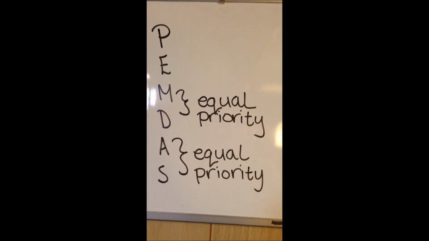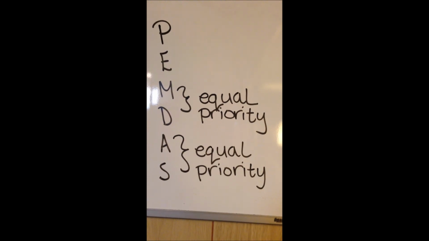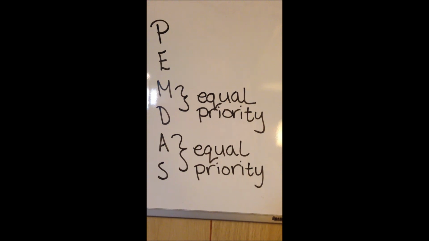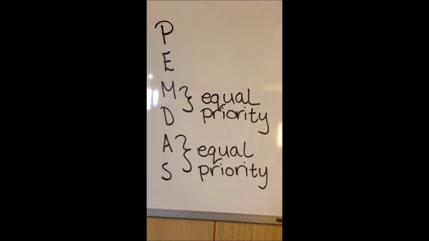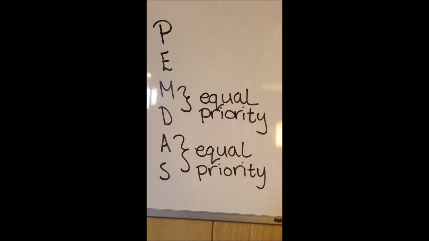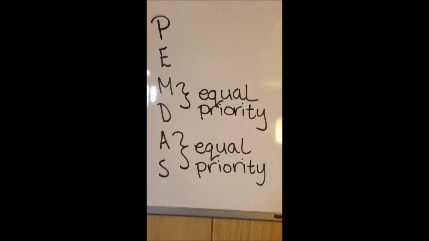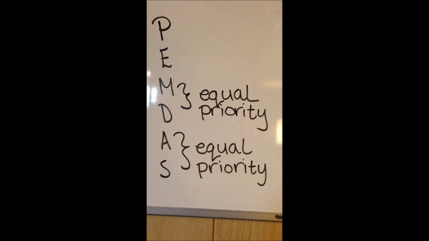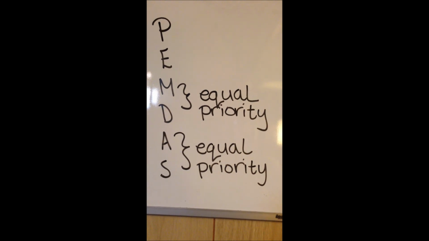Then you'll see M and D. They stand for multiplication and division. And notice that I have written there equal priority, meaning that let's say you have 8 divided by 2 times 4. You would not do the multiplication first. You would simply work from left to right. So even if a division comes before multiplication, you still do that first. Multiplication and division are equal in terms of priority.